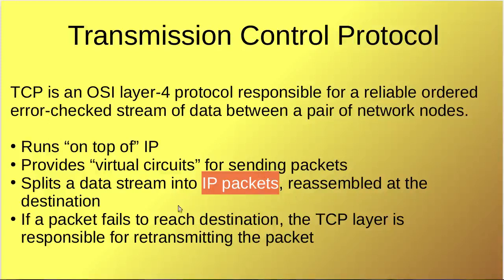If a particular packet fails to reach the destination, then it's this layer that keeps track of what was received and what needs to be resent, because maybe something happened to it and it wasn't received or wasn't received properly. And so the TCP layer is responsible for retransmitting packets if you need packets to be retransmitted.